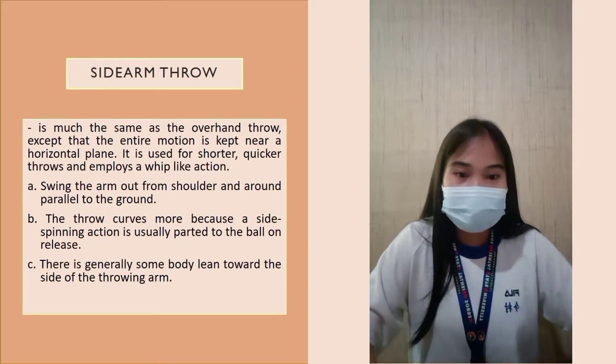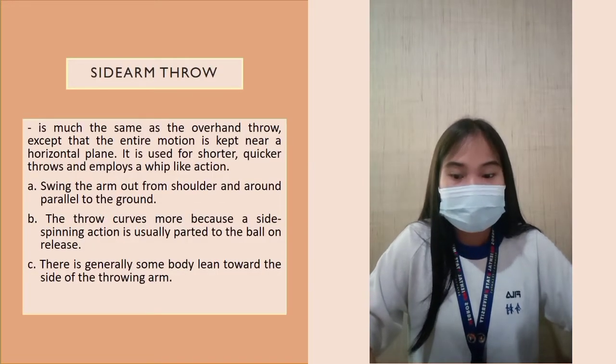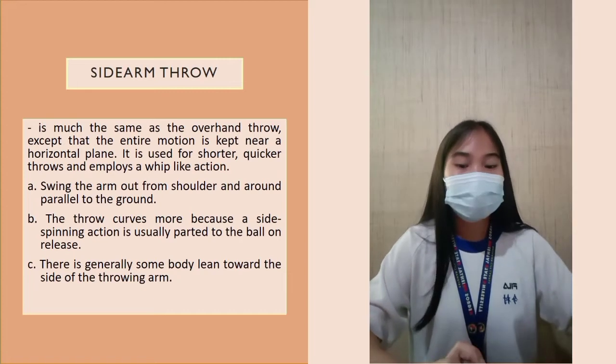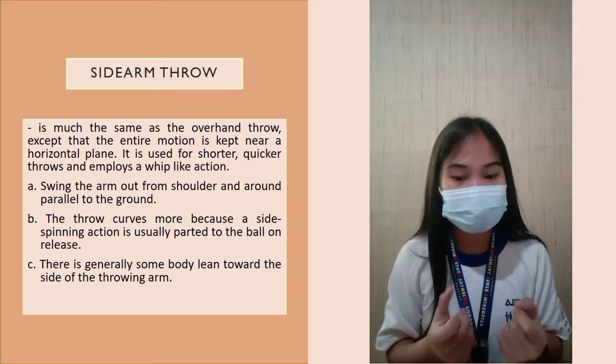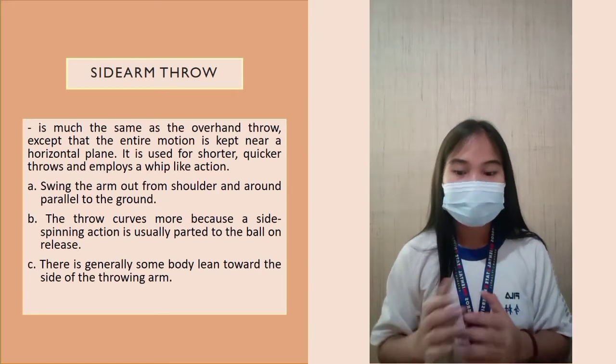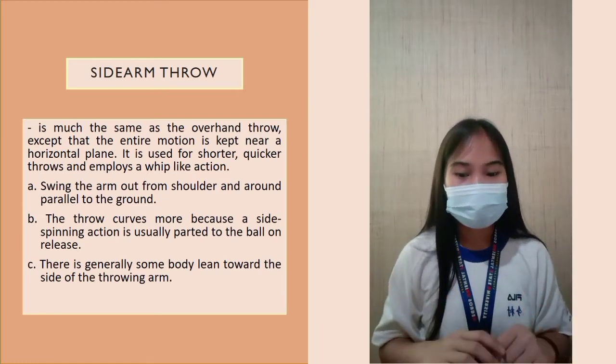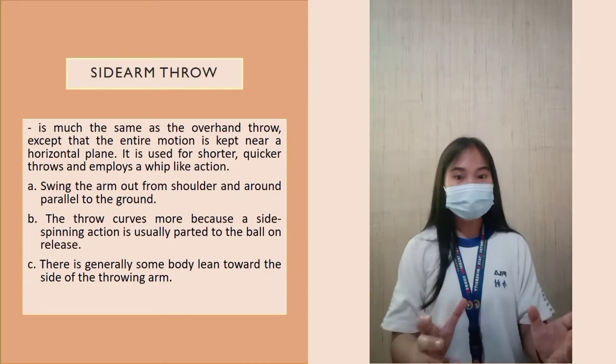Next is the sidearm throw. It's much the same as the overhand throw, except that the entire motion is kept near a horizontal plane. It is used for shorter, quicker throws and employs a whip-like action. So how to do the sidearm throw?